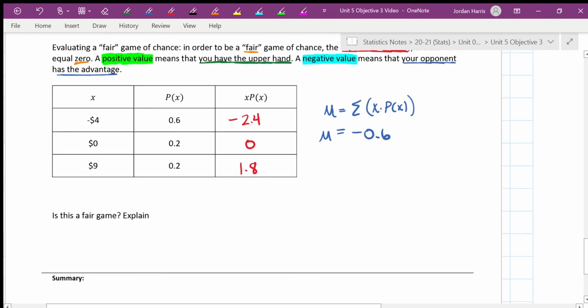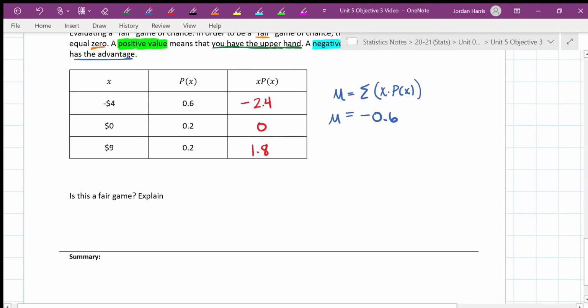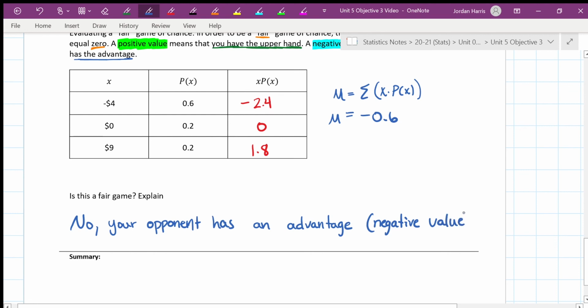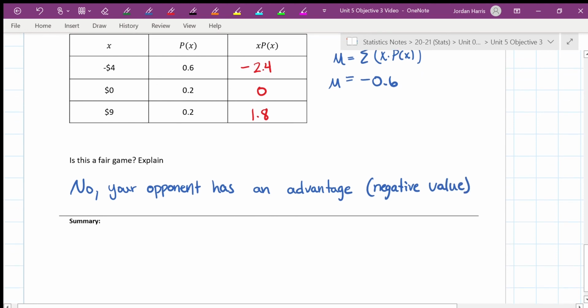Okay, so now we have to actually use our answer. Is this a fair game? Nope, it's not 0. Explain. Your opponent has an advantage because it's negative. And there we go. We have evaluated whether it is a fair game of chance. Okay? So you have your 3-sentence summary.